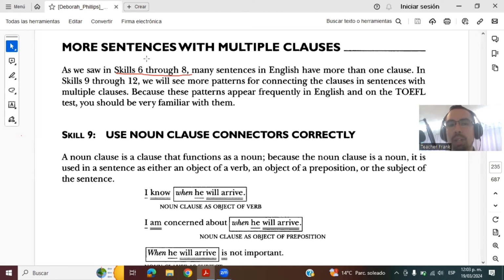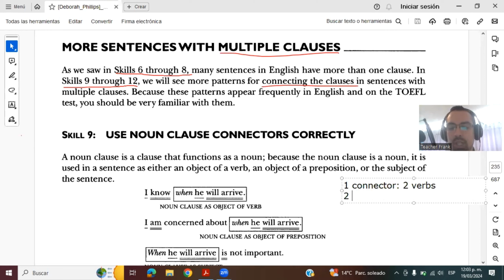Something similar is going to happen with skills 9, 10, 11, and 12, right? In this case, we're going to be now connecting clauses, right? So it says more sentences with multiple clauses. For this, we need to remember one thing. A connector, right? If we have one connector, this means that we have two verbs, right? Two subjects and two verbs. So subject verb, clause number one, subject verb, clause number two, connector.